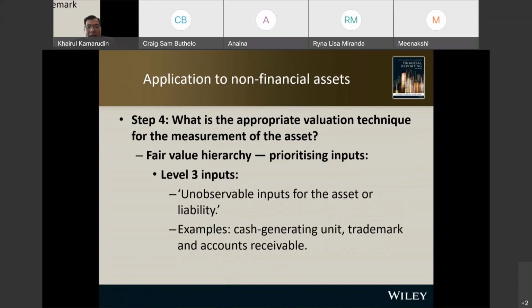And level 3 is the unobservable input for the asset or liability. Unobservable. You cannot do the calculations there. So you have to do your judgment, your valuation. You have to estimate the future cash flow or outflow to see what is the value from that. So this is based on unobservable input.